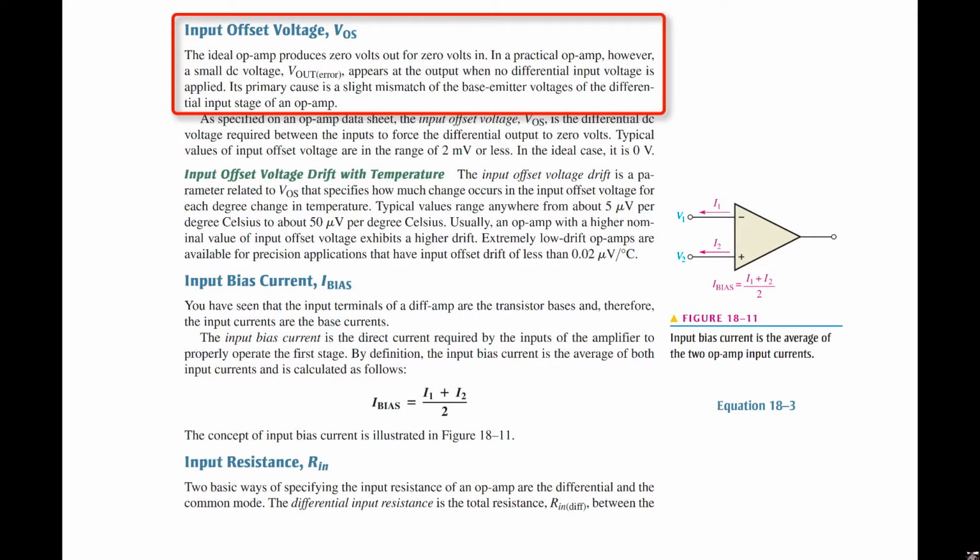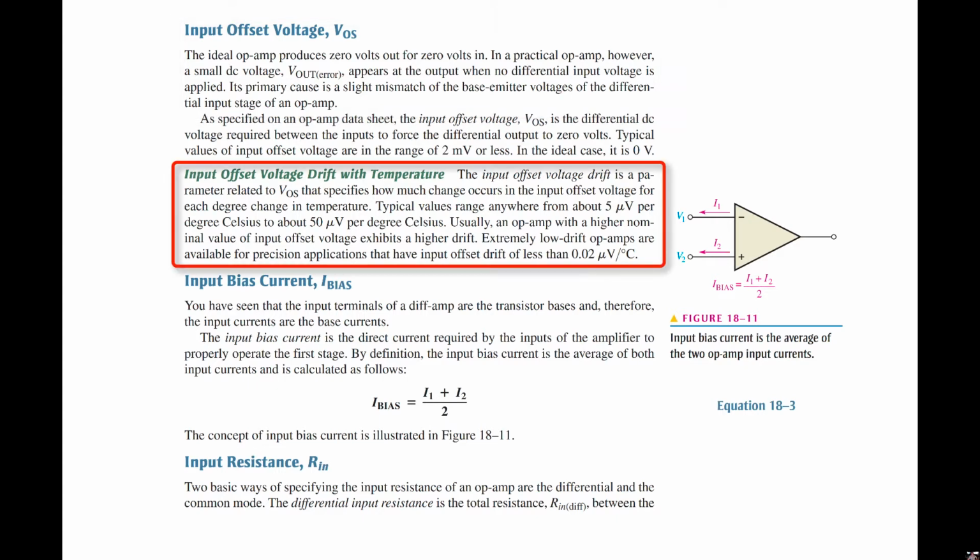In a practical op amp, however, a small DC voltage, V out, which they call the error, appears at the output when no differential input voltage is applied. Its primary cause is a slight mismatch of the base emitter voltages of the differential input stage of an op amp. The input offset voltage drift, then, with temperature: as with any and all semiconductors, temperature is a big factor in dealing with especially these types of components, integrated circuits.